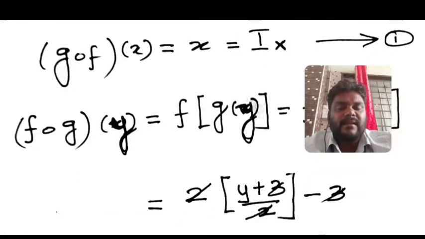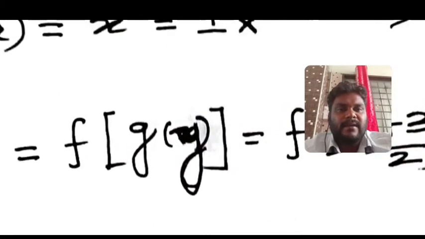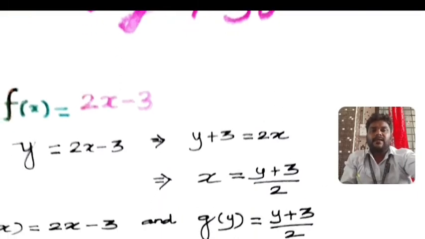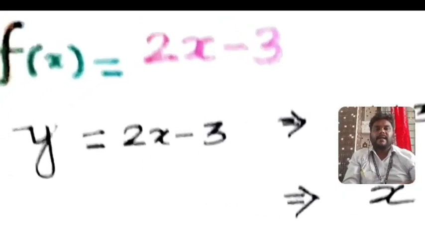Next, f composite g of y, it's f of g. Example 1.30 solution. Given that f of x equal to 2x minus 3, we assume that y equal to f of x. So here I replaced the f of x value with y. Then the equation becomes y equal to 2x minus 3.